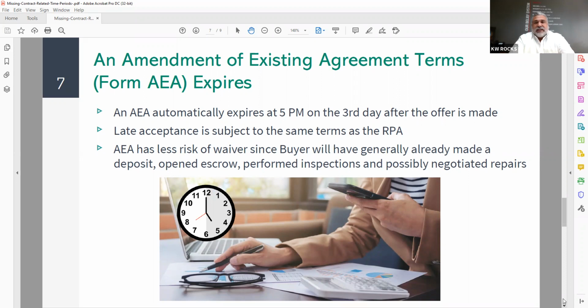So automatically at 5 p.m. on the third day of the offer, if it's made late, acceptance is subject to the same terms of the RPA. It has less risk of a waiver since the buyer will have generally already made a deposit, opened escrow, performed inspections, and possibly negotiated repairs.